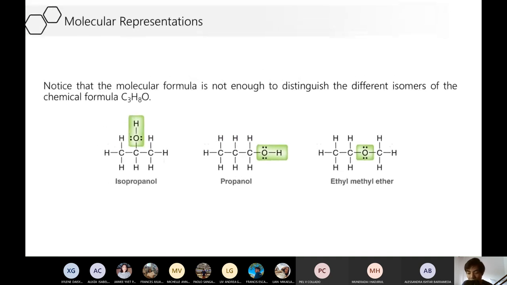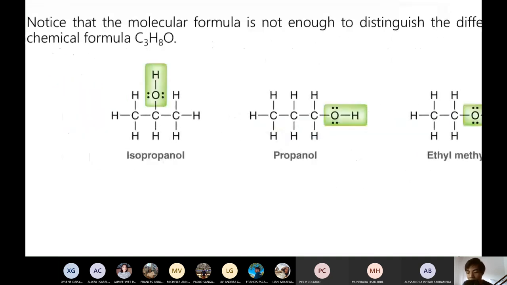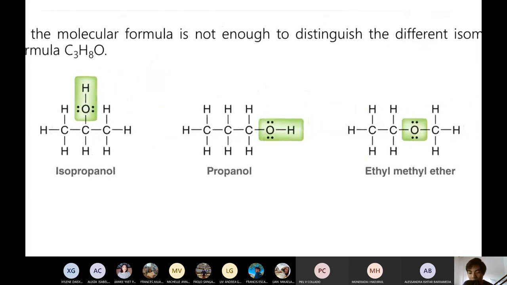Okay, so ano to? For example, ito, mga isomers natin. So kung mapapansin natin, the valency of the atoms is retained. So for example, carbon is connected to 4 groups, hydrogen is connected to 1 group, oxygen is connected to 2 groups. So that is true for all these molecules. However, the way they are connected are different.